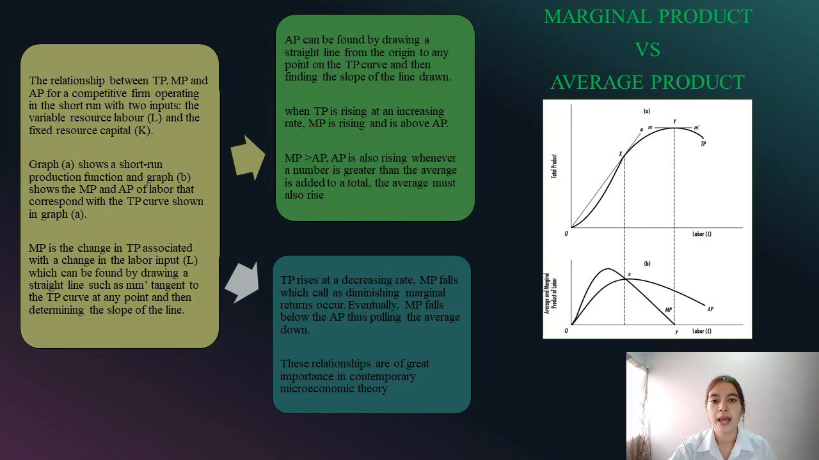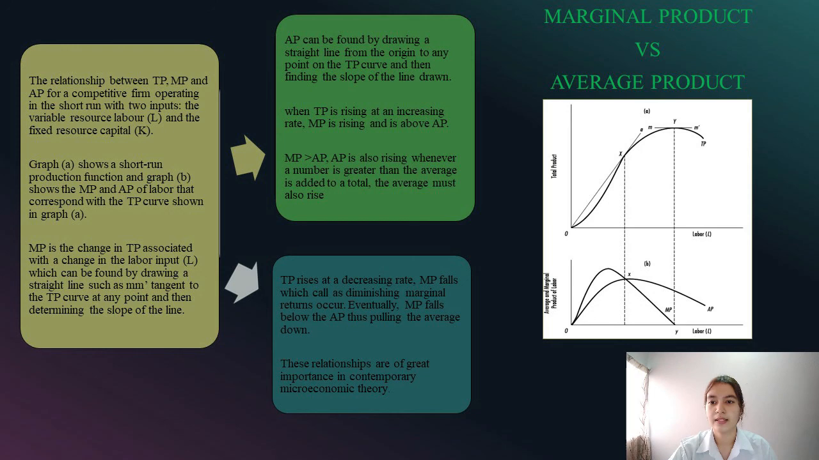Notice that when TP is rising at an increasing rate, MP is rising and is above AP. Because MP is bigger than AP, AP is also rising. Whenever a number that is greater than the average is added to a total, the average will also rise. But once TP rises at a decreasing rate, MP falls, that is, diminishing marginal returns occur. Eventually, MP falls below AP, thus pulling the average down.